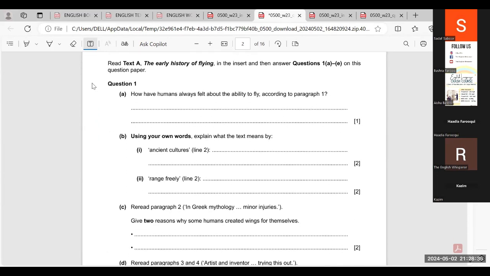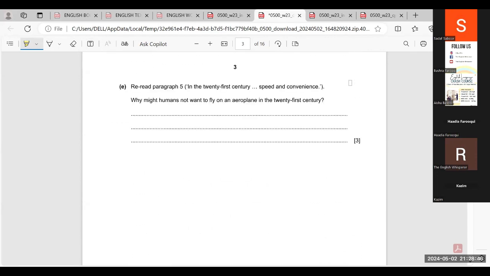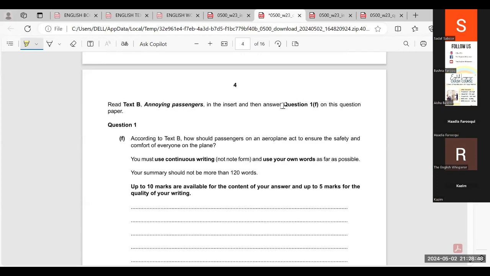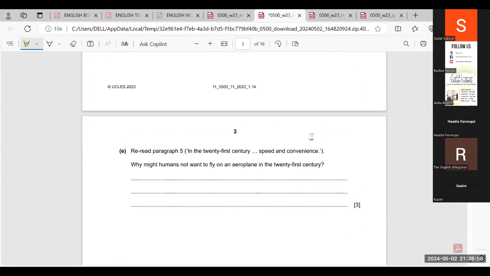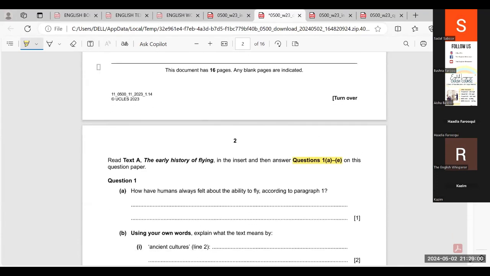Now, question 1 has 6 parts. Parts A till E, these are just comprehension questions, implicit, explicit questions. Whereas part F is your summary question. All right. These questions in total make 15 marks. So parts 1A till E are 15 marks. But the summary is also 15 marks.